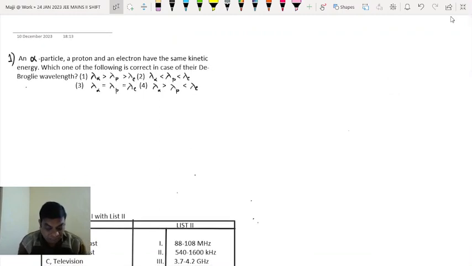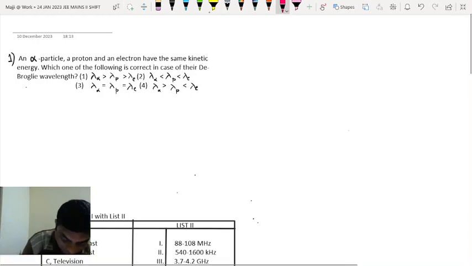I came with four questions based on modern physics. These questions were asked in the second shift, or the afternoon shift, of 24th January 2023 JEE Mains. So let us discuss them one by one.